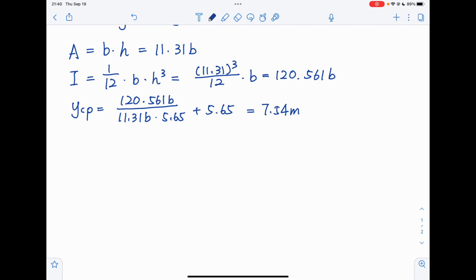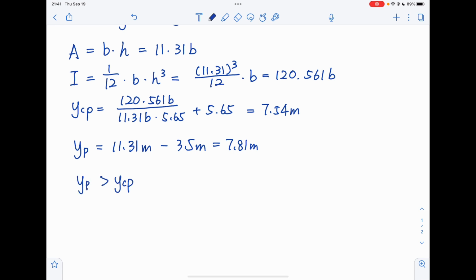The next step is to compare the location of YCP to the pivot point. Let's say the pivot point is YP, which is gonna be 11.31 meters minus the 3.5 meters, which is 7.81 meters. So we can see YP is larger than YCP. That means your resultant force actually is higher than the pivot point. Therefore, the gate is unstable.